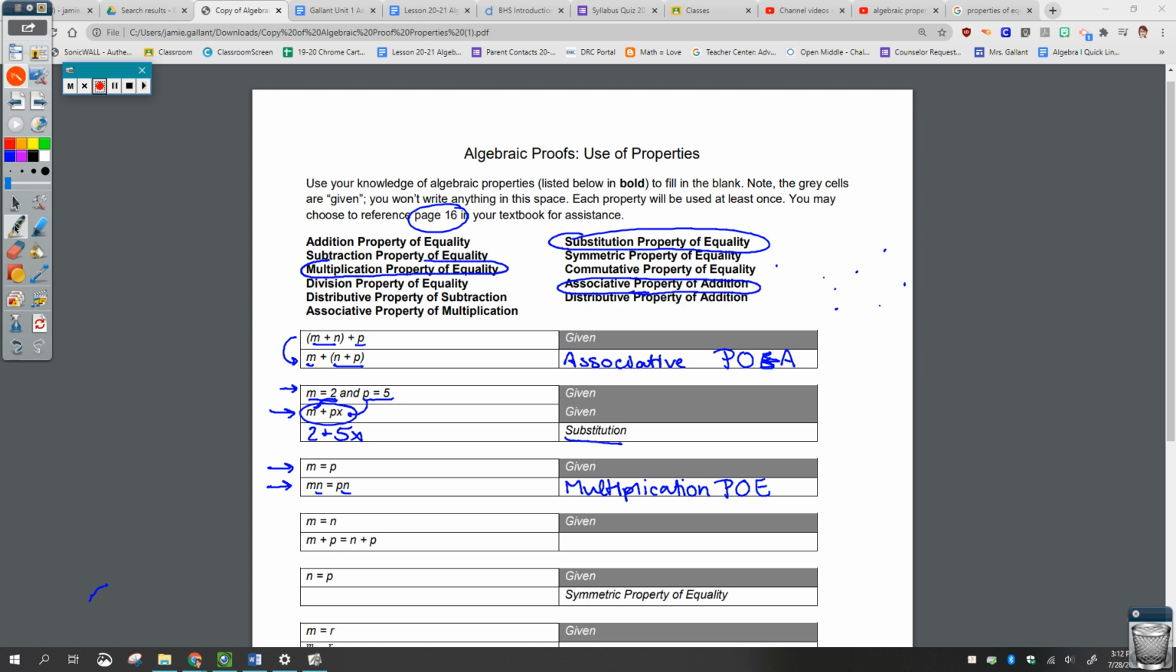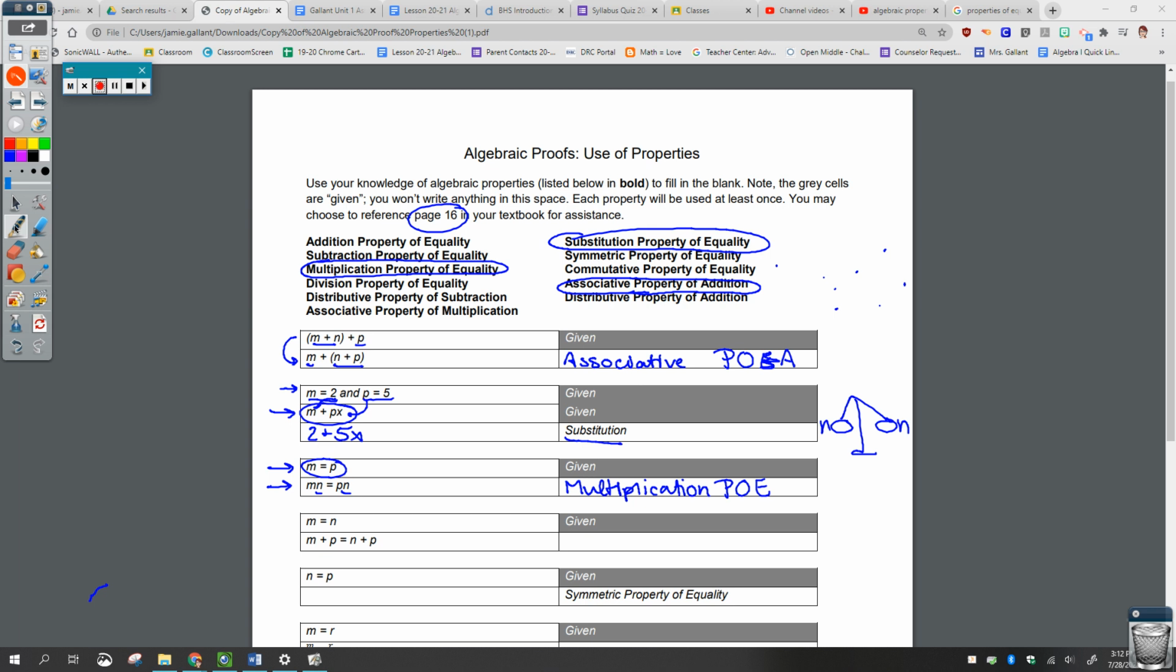Basically what that tells me is if I have two things that are equal, like I do right here, and I multiply both of them by the same thing, they're still equal. It's all about that scale. If I multiply the left side by something and I multiply the right side by something, so if I multiply both sides by n, they should still be equal.